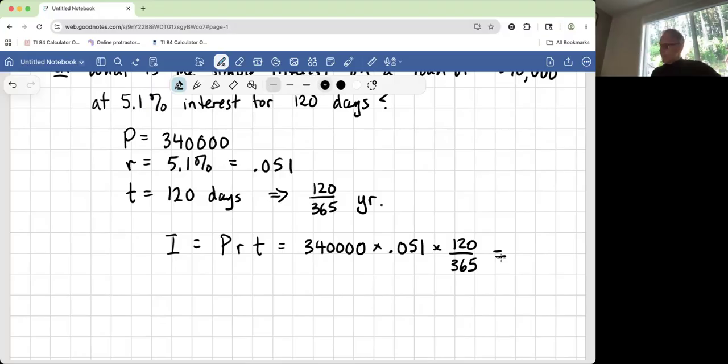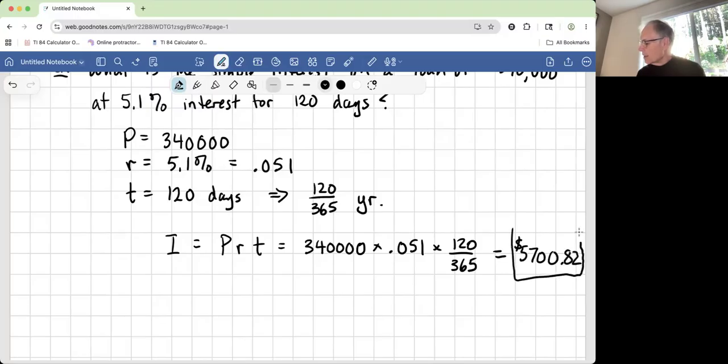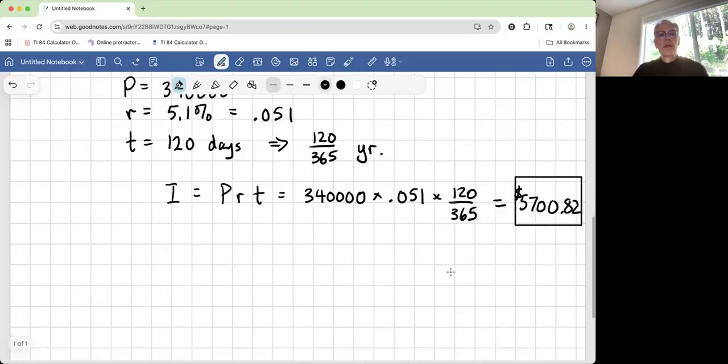All right. Here we go. So I put that in my calculator, right? And they give you how to do it on your calculator in the notes. Make sure you convert the 5.1% over to decimal. And you end up getting $5,700.82. So that is the cost that the bank is going to charge you for doing business with them. So you're going to have to come up with $345,700.82 when they come knocking for their money.